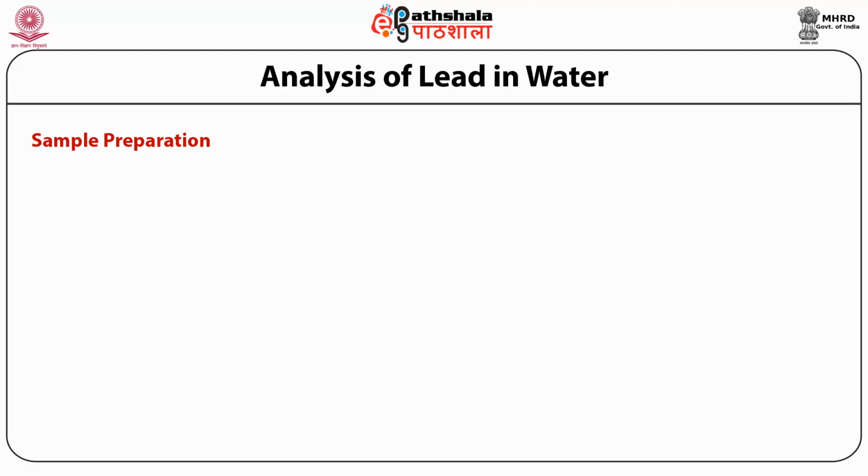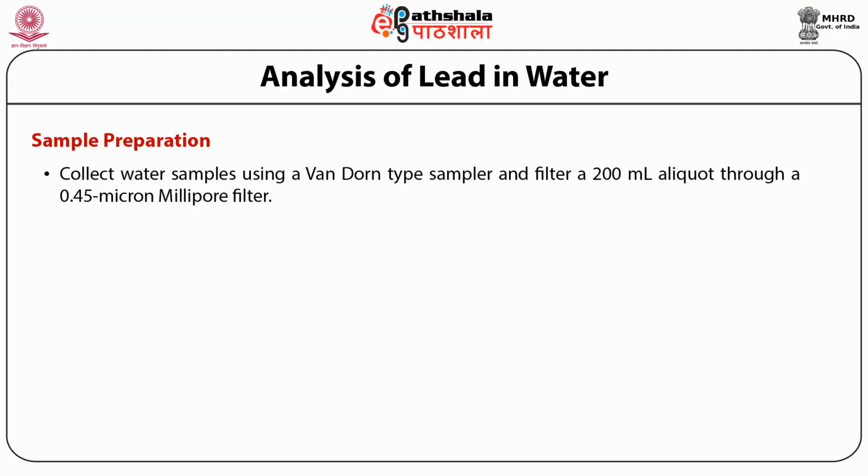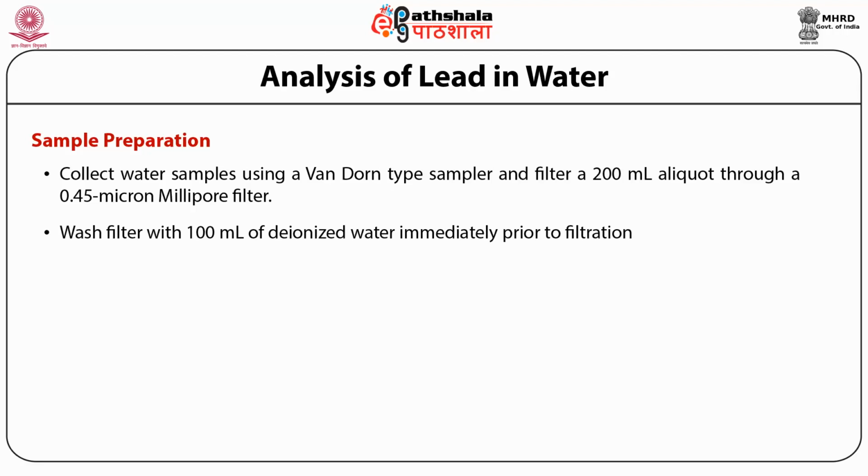In this case, we have a water sample. So water is collected by using a Van Dorn type sampler and filter. 200 ml of this is filtered through a 0.45 micron millipore filter. The filter is washed with 100 ml of deionized water immediately prior to the filtration.